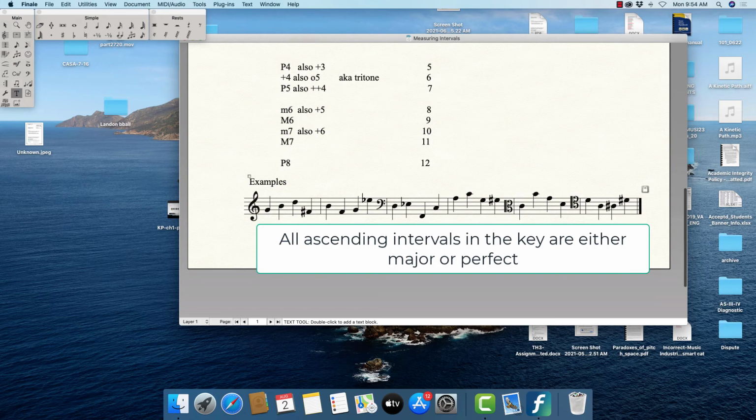Okay, so what we can do here is we can say, well, this of course is a minor second. It's spelled as a second, and it's just 1/2 step up.